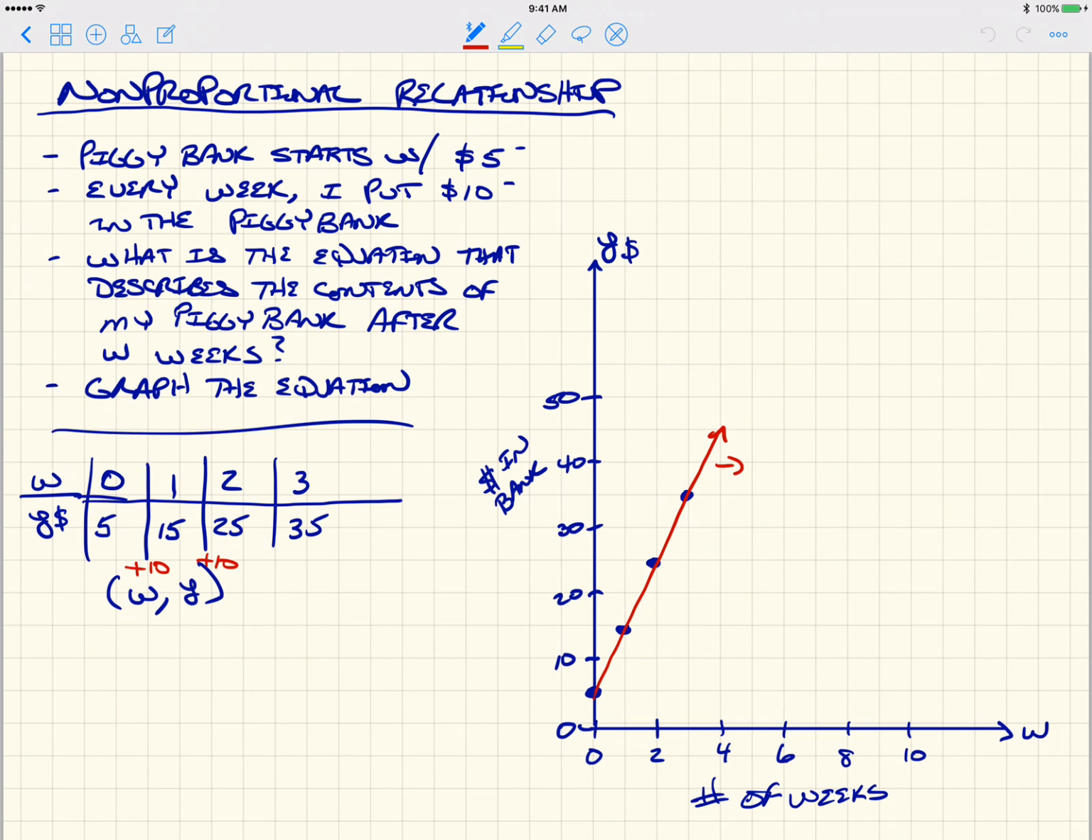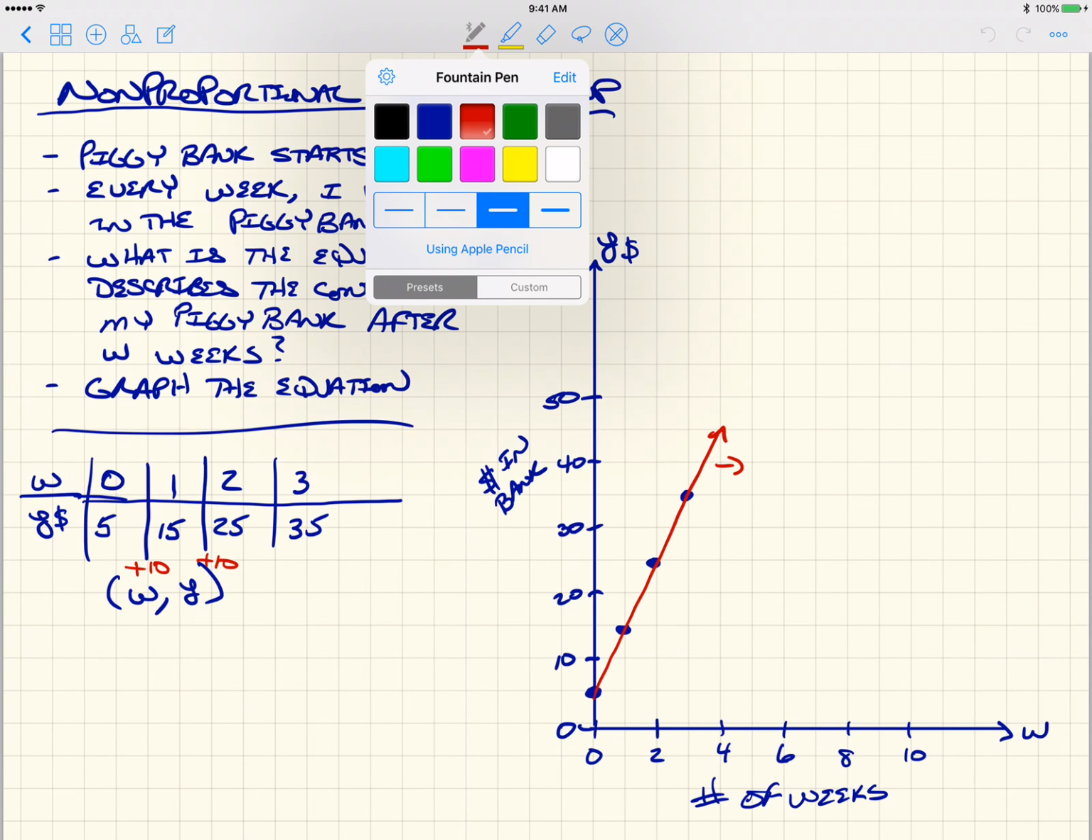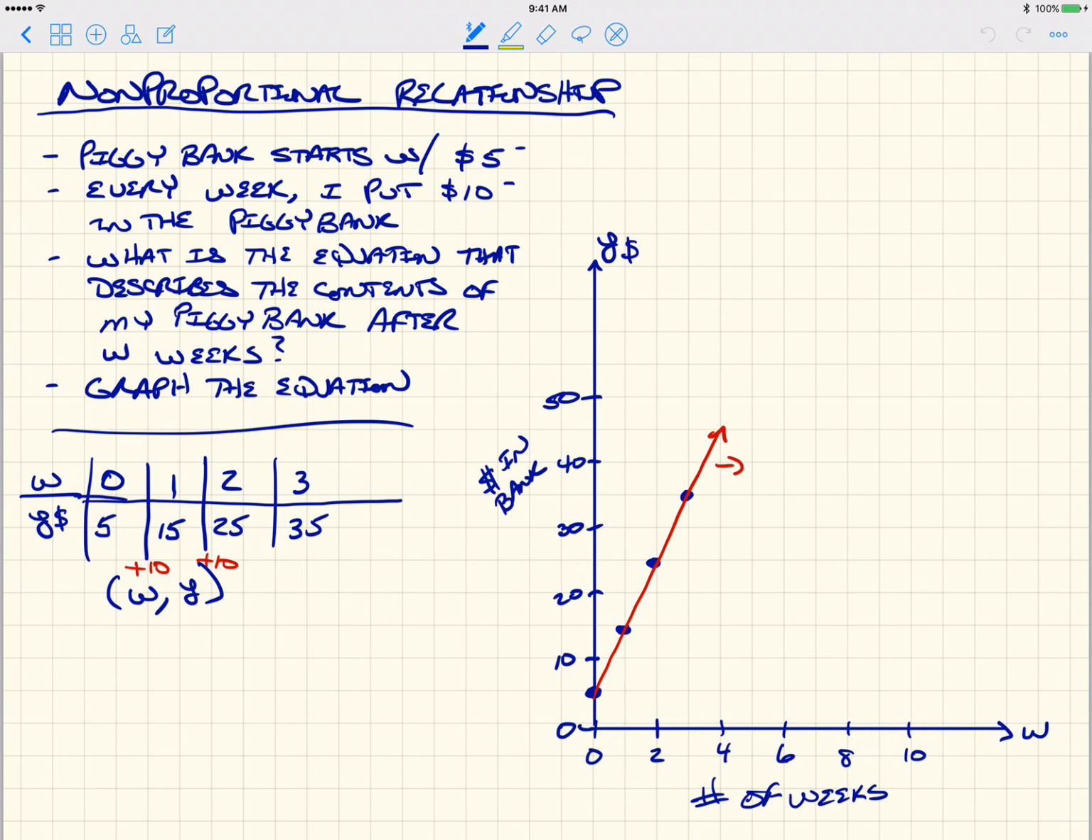All right, so let's figure out our equation. We said that y is the number of dollars that we have in the piggy bank after any given week, and we're trying to figure out the equation here. So the slope of the line is plus 10. That is the constant difference between values.